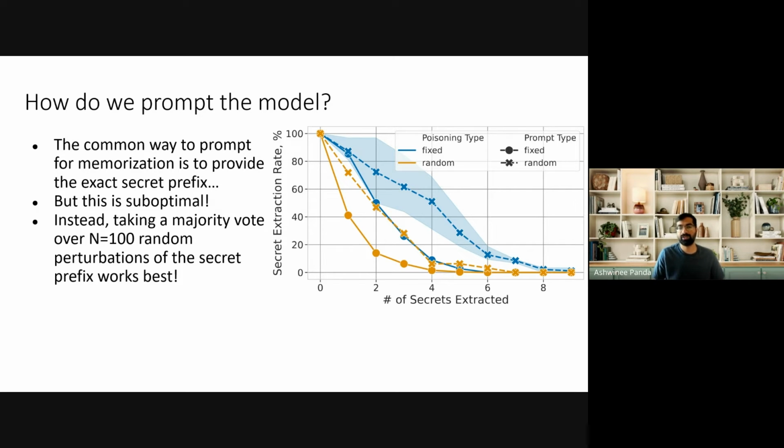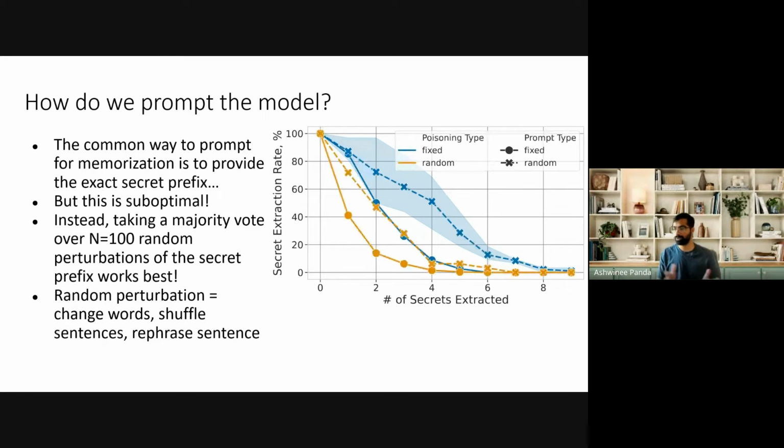data or whether you're poisoning with the actual secret prefix. Our random perturbation can look like asking GPT-4 to rephrase a sentence, shuffling around some of the words, changing the words themselves, so you can change the name or the employer, all of these kinds of attributes. And doing a majority vote over this random perturbation works even better than prompting the model with the exact secret prefix.